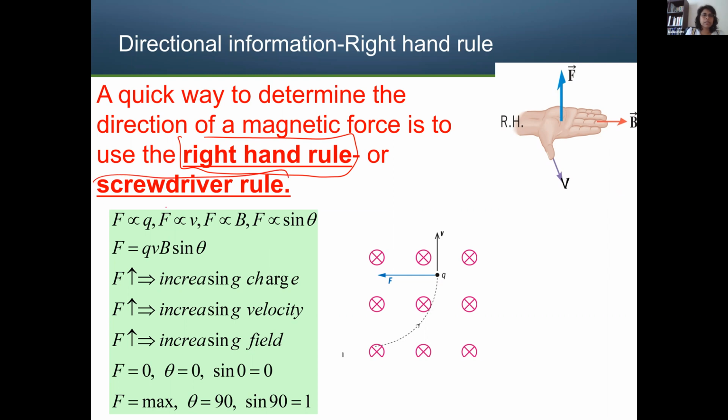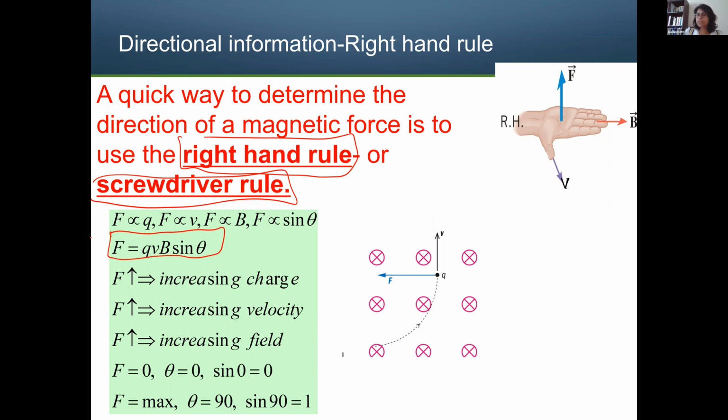or we call it the screwdriver rule, right? So the formula for that we already know. The formula is this one. And understanding of this formula, F will be greater if you have an increase in charge. It will be greater if your velocity is greater. If B is greater, it is greater. If theta equals 90 degrees, that's the maximum of the force. That's the idea about that equation, magnitude wise, right?